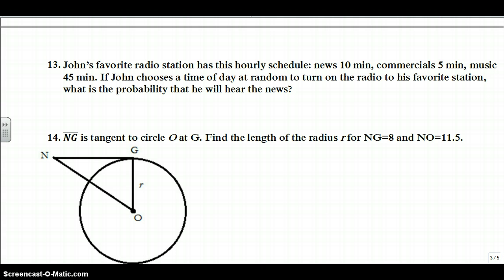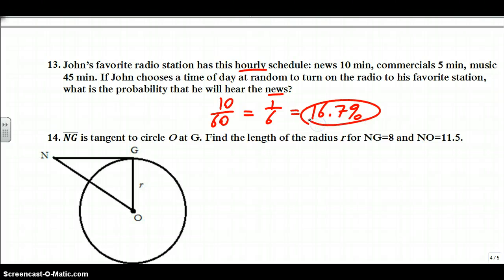All right. Let's go. John's favorite radio station has this hourly schedule. News for 10 minutes, commercials for 5, and music for 45 minutes, okay? If John chooses a time of day at random to turn on the radio, what's the probability we'll hear the news? Well, first, how long is the hourly schedule? Well, it's an hour. So out of a total of 60 minutes, how much is news? Well, 10 minutes of that 60 is news, okay? So you just take 10 over 60. Sometimes they might ask for a fraction, 1/6. Or they'll say 16.7%. All right.